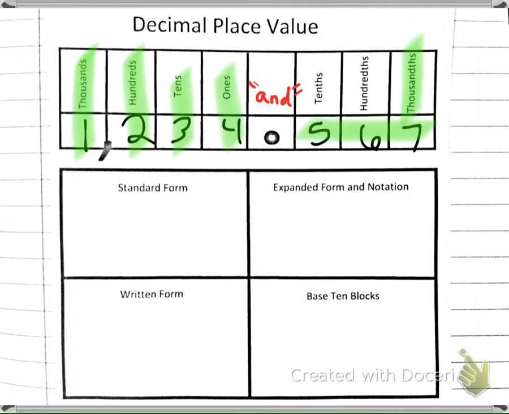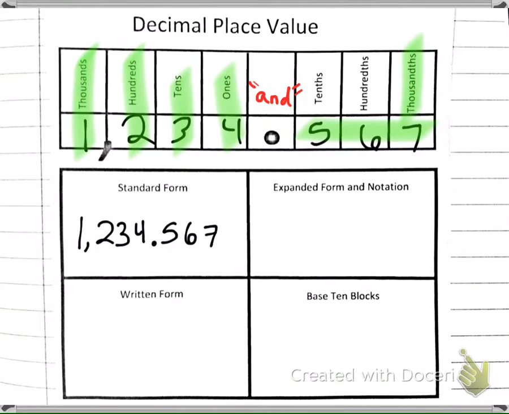So let's expand on that a little bit by talking about the standard form. The standard form of a number is just the regular number that we are used to seeing. So here's this regular standard form. That's just regular numbers. But when we talk about expanded form and expanded notation, let's begin with expanded notation, because that's kind of the one that ties it more to the decimal place value.